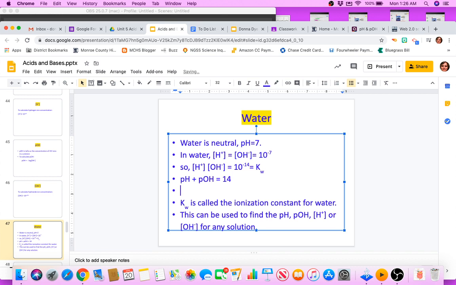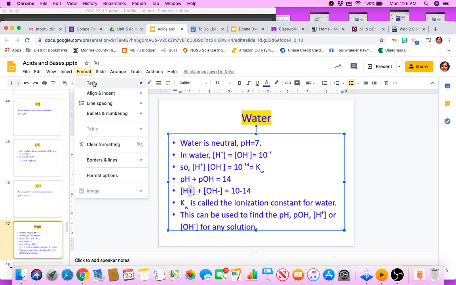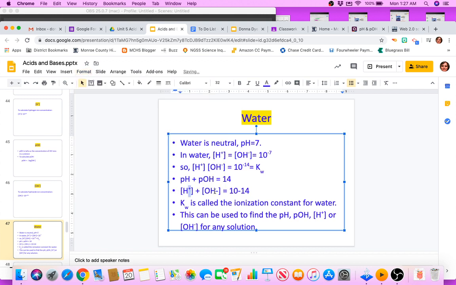Okay? Likewise, the hydrogen ion concentration plus the hydroxide ion concentration, and I guess I need to make those capital, is equal to 10 to the negative 14. So therefore, we know that the pH plus the pOH added together is equal to 14. We also know that the hydrogen ion concentration plus the hydroxide ion concentration added together is equal to 10 to the negative 14. So what does this mean?